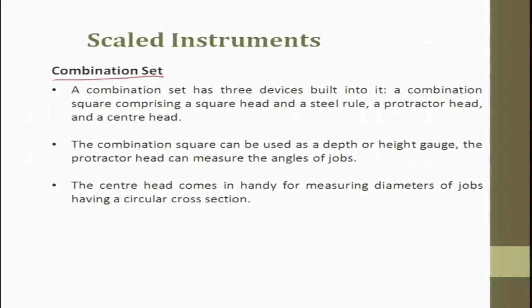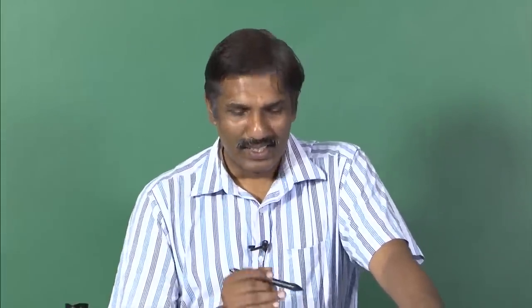Next one is an interesting thing, which is a combined set. A combined set has three devices built into it. So, till now what we saw was only single instruments: a V block, a flat plate, a depth gauge, maybe a vernier, a screw gauge. So, all these things are individual equipment. Suppose we wanted to find out the dimensions of several features with respect to one flat plate or one reference plane, then we would like to go for a combined set, or combination set.